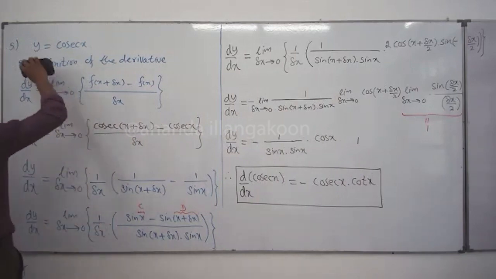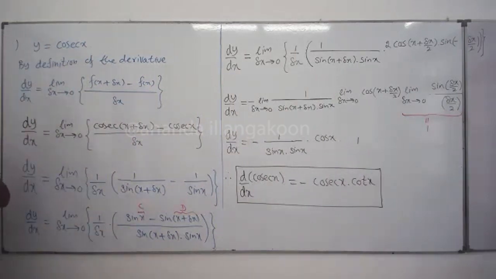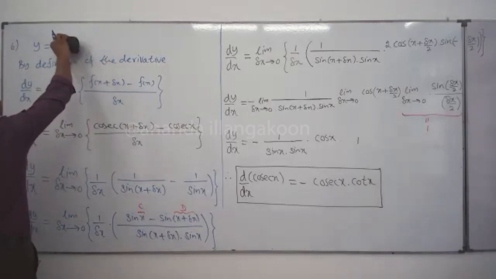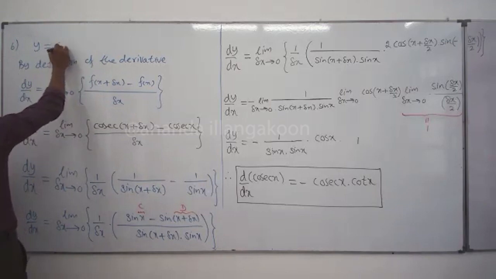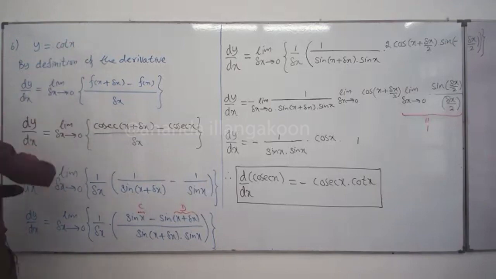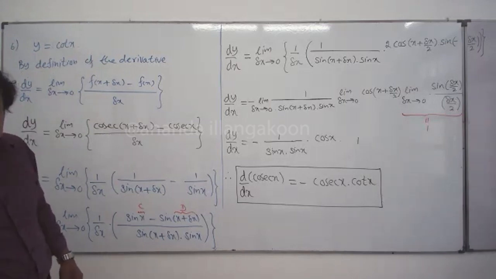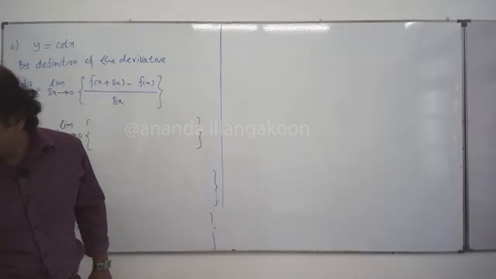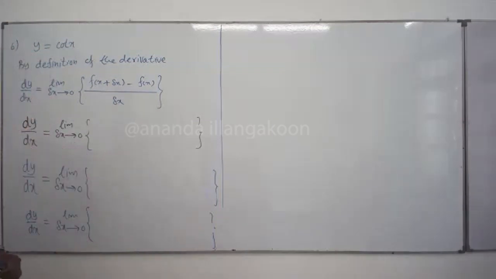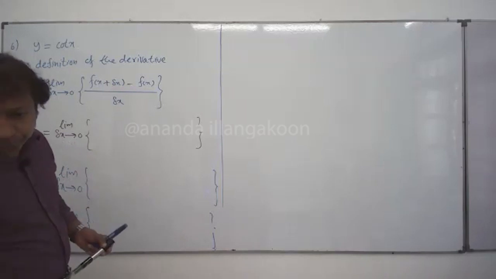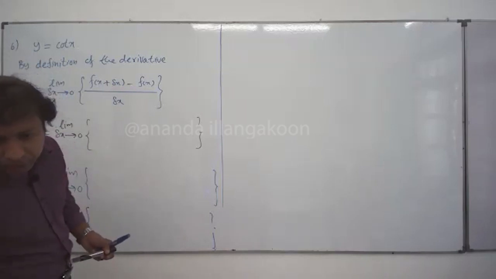After these, number 6 we can take. The next one is y equals cot x, right? After finishing this, start to take the derivative of y equals cot x. Take y equals cot x. Now, let's see how to take this answer here.